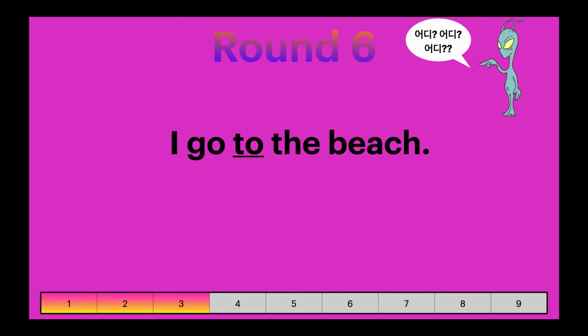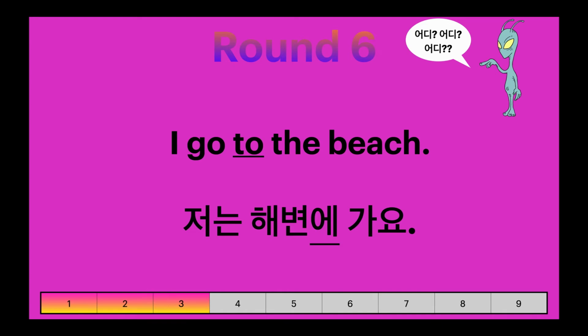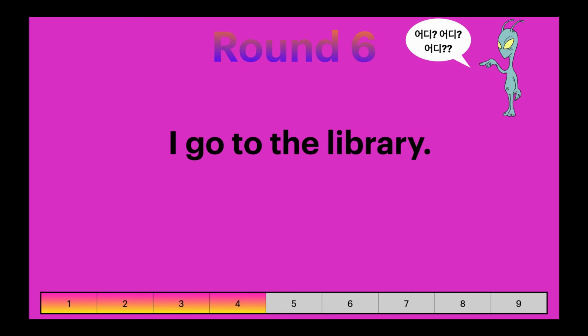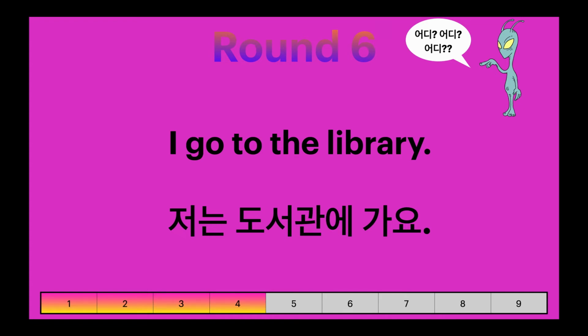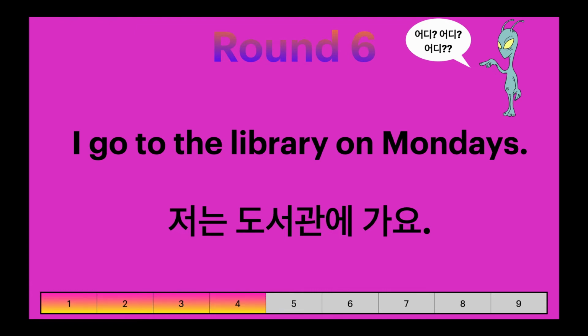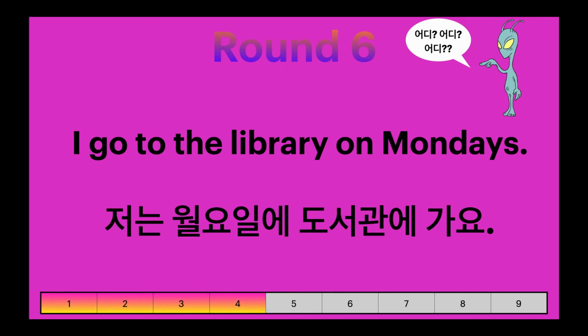I go to the beach. 저는 해변에 가요. Remember that 에, in this case, represents the direction that you are moving towards, like in the English word to. I go to the library. 저는 도서관에 가요. I go to the library on Mondays. 저는 월요일에 도서관에 가요.